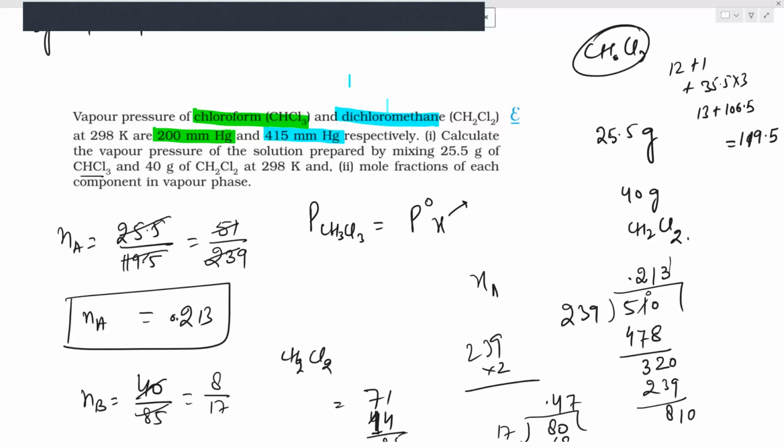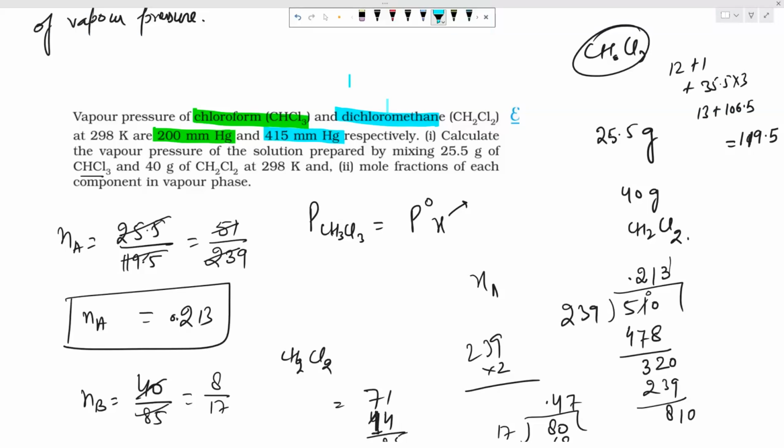that when a solution is made by mixing this much dichloromethane, 40 grams, and 25.5 grams of chloroform, when they both are mixed, they will exert some pressure. The pressure will be different. What pressure are they going to exert?